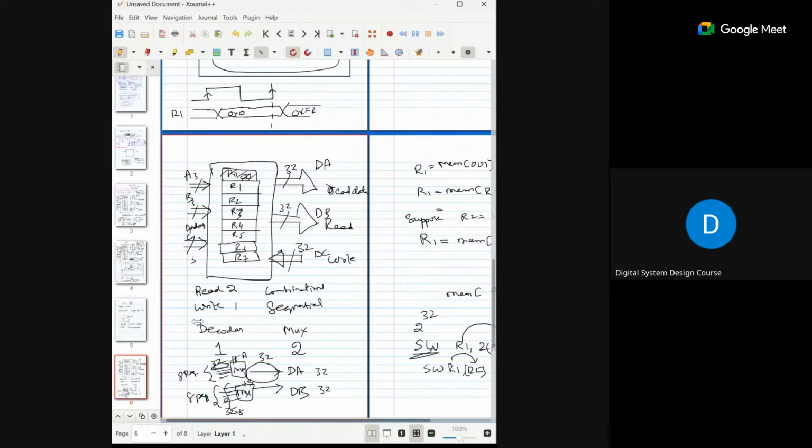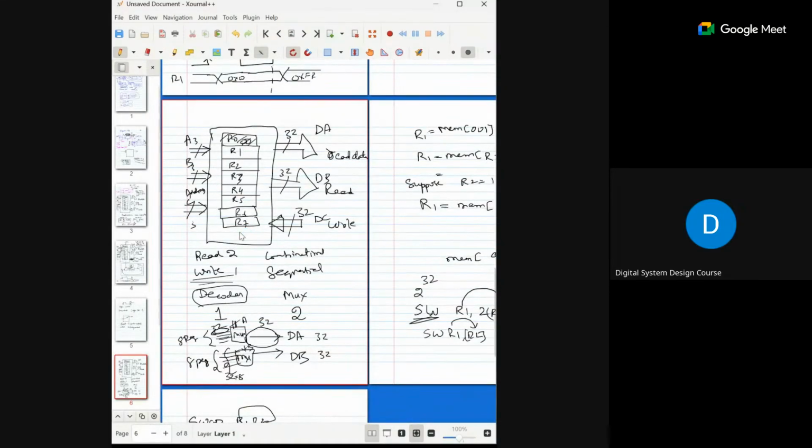At the same time, on the right side for the writing operation, only one decoder is enough. The decoder has 3 address lines which select one of the registers, with a 32-bit data line. Any doubt in this regard?